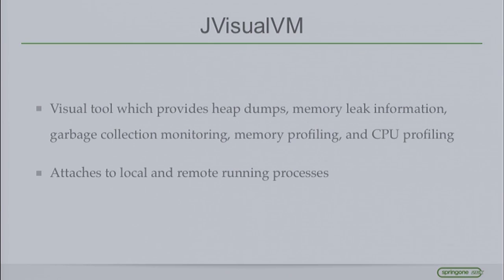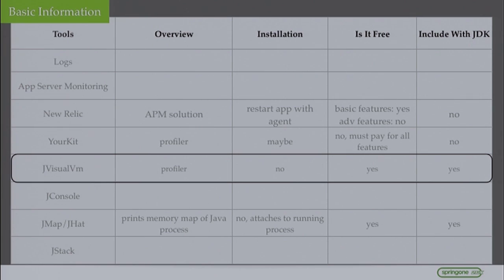So the first tool we're going to look at now is jvisualvm. This is a visual tool. It does your heap dumps, your memory leak information, your garbage collection monitoring, your memory profiling, and your CPU profiling. It's included with the JDK. It attaches to local and remote processes. So it does do your CPU profiling, so it is classified as a profiler. It attaches after the fact. You don't need to restart your process. And since it's included with the JDK, it is free.